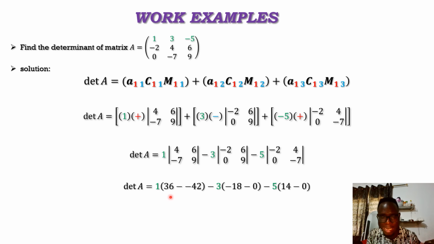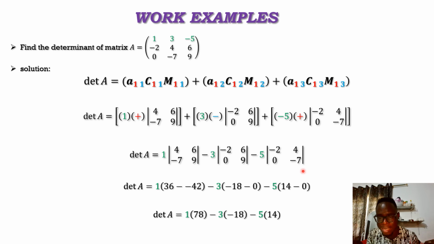4 times 9 is 36. 6 times minus 7 is 42. Then 36 minus 42, then we have minus 3. This time this will be minus 18. 0 times 6 is 0, minus. Then minus 5, we repeat the same process.